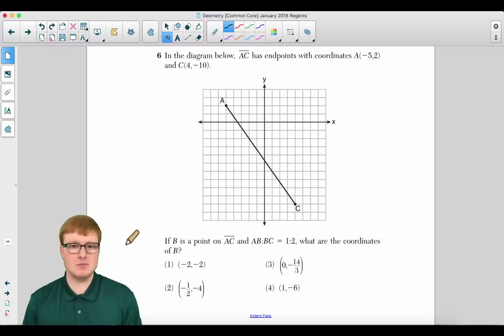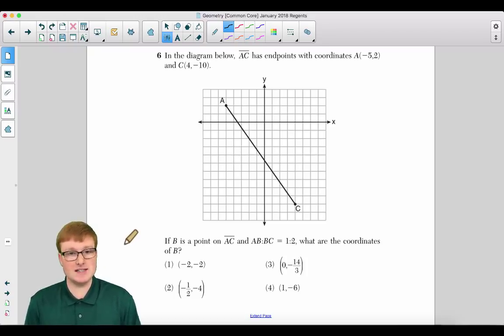Number 6, in the diagram below, AC has endpoints with coordinates A (-5, 2) and C (4, -10). If B is a point on line AC and the ratio of AB to BC is 1 to 2, what are the coordinates of B? So what you're looking for is a point given on line AC to split this into a 1 to 2 ratio. In other words, you're trying to find what coordinate would make BC, the length of BC, double the length of AB.